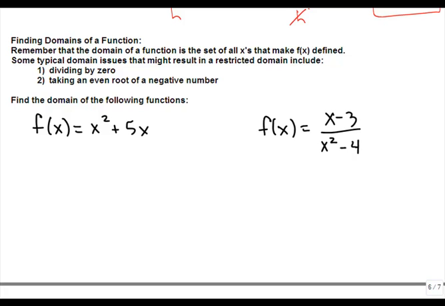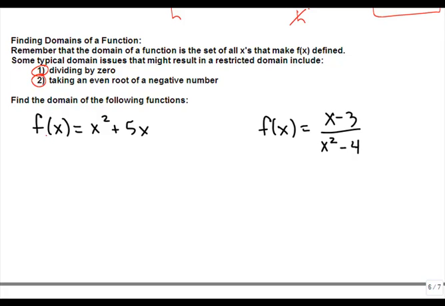Now, sometimes you have to have something called a restricted domain, which means not every x would work in the function. So what are some typical domain issues that might cause us to have a restricted domain? Well, these are the 2 main ones that we'll run across in this course. One would be any kind of value of x that would cause you to divide by 0. If that happens, you want to remove that x from your domain and restrict your domain. Another bad thing that could happen is trying to take an even root, like a square root, of a negative number. If you ever try to do that, that's going to become undefined. So you want to remove that x value as well and restrict your domain. So let's find some domains.